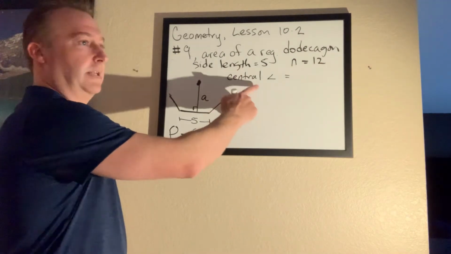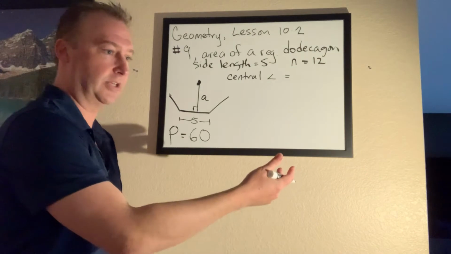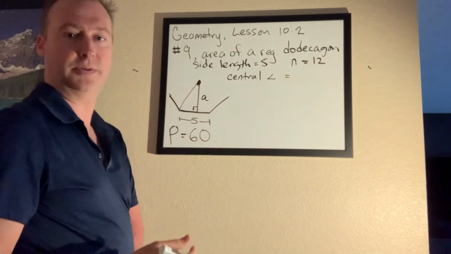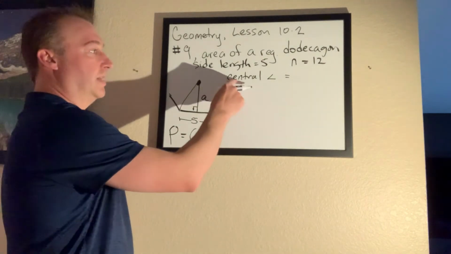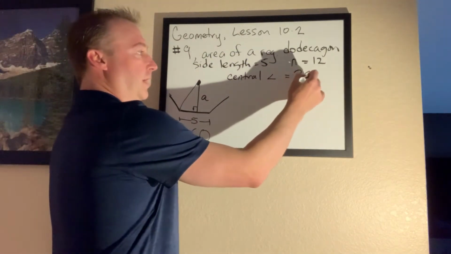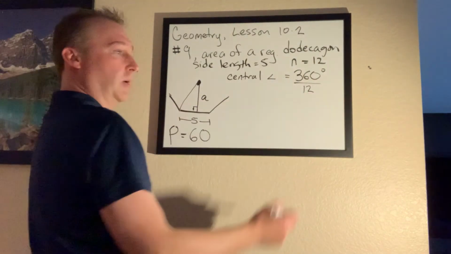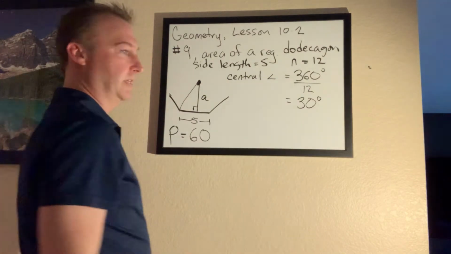You need to start by getting the central angle, and you need that so you can get half the central angle so you can work out this triangle right here, which will ultimately lead you to the apothem. So let's do some simple calculations. The central angle is always worked out by 360 degrees divided by the number of sides, which is 12 in this case. So our central angle here is going to be 30 degrees.